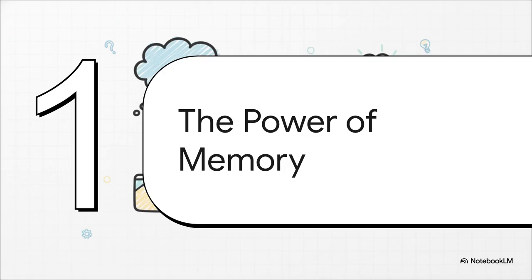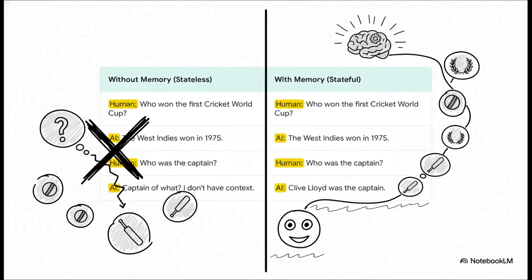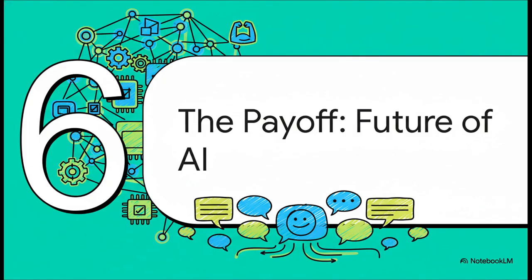So we've got chains for creating workflows, and we've got agents for taking action, but for a truly natural interaction, for a real conversation, there's one more critical piece of the puzzle: memory. This slide shows the difference perfectly. On the left, without memory, every question starts from zero. The AI is stateless. It has no clue you're still talking about the cricket match. But look at the right. With memory added through LangChain, the AI retains the context. It can follow the conversation just like a person would, which leads to a much more natural and, frankly, useful interaction.